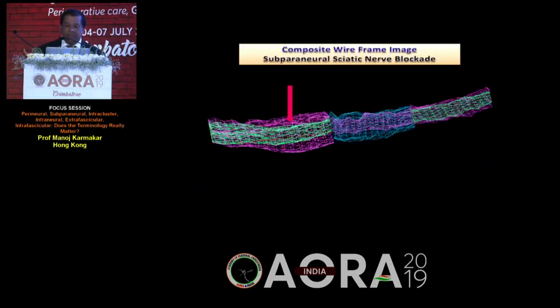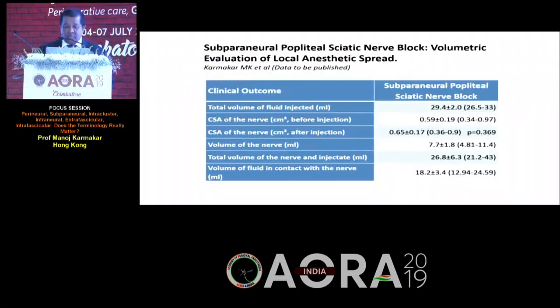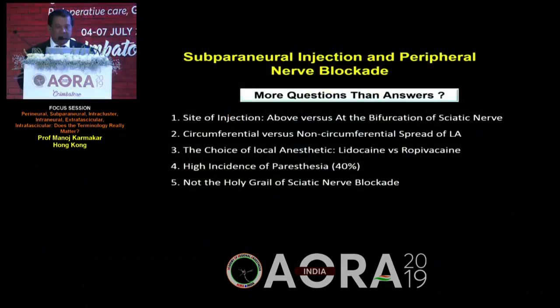So when we stitch them up together, this is the composite view of the spread of the local anesthetic after a single injection above the bifurcation of 25 mils of local anesthetic. You can see how the sciatic nerve is surrounded by this local anesthetic. It divides into common peroneal and the tibial nerve. But even with this, and even with such an extensive spread of the local anesthetic, we find that the block is not really as good as we normally envision it would be.